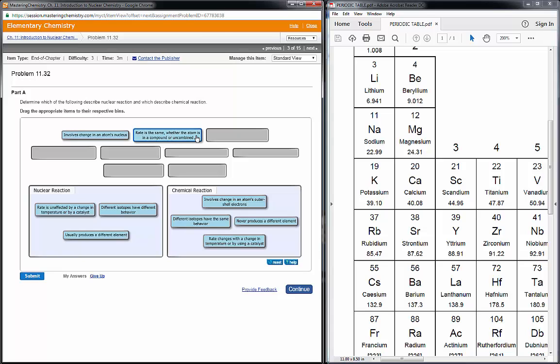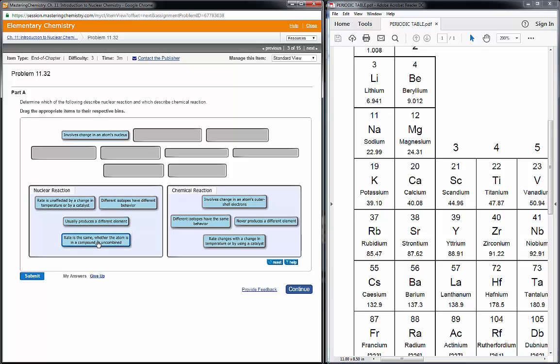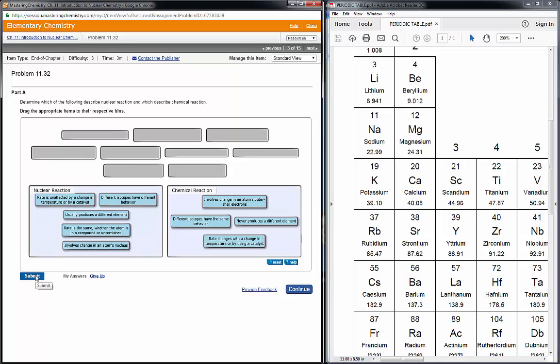Rate is the same whether the atom is in a compound or uncombined. That's because the nucleus has no idea what's going on the surface, so it just does whatever it wants no matter what condition it's in. And finally, this involves a change in the atom's nucleus. That would be a nuclear reaction by definition.